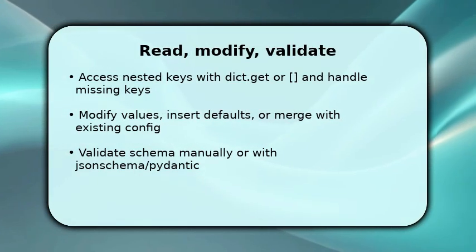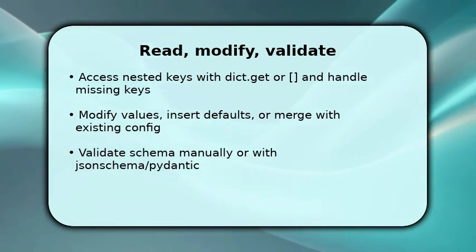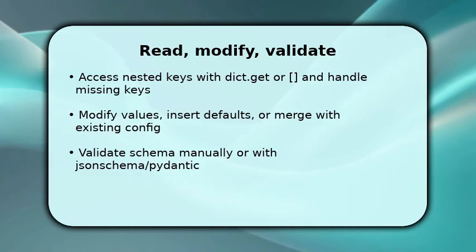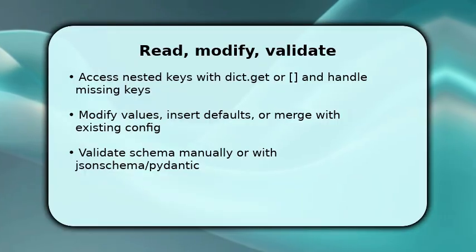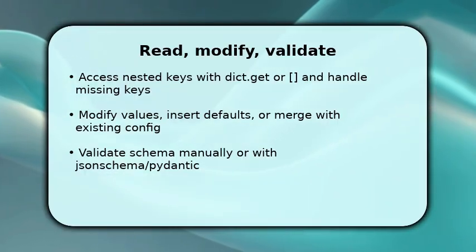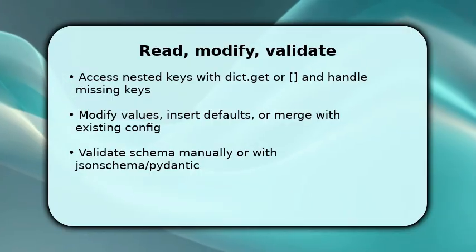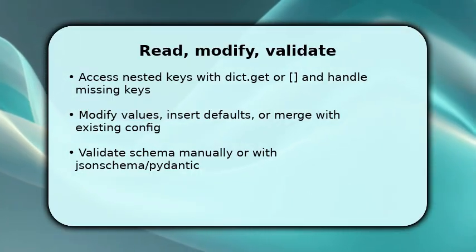Now that you have a Python object, access and modify it. Use dict.get for optional fields and bracket access when required. Once you update values, consider merging defaults using dict.update or deep merge utilities. This keeps runtime behavior predictable.